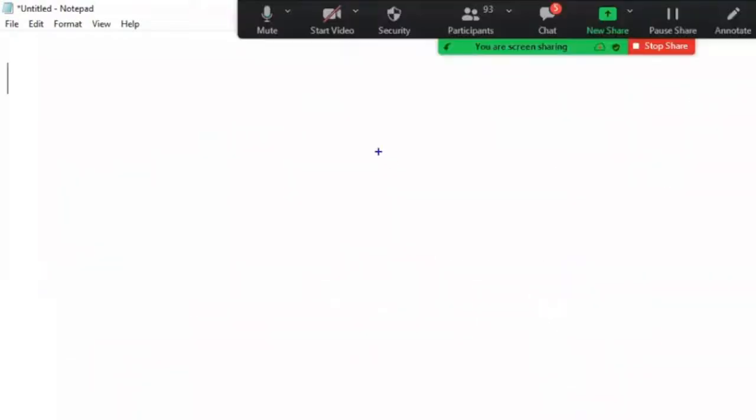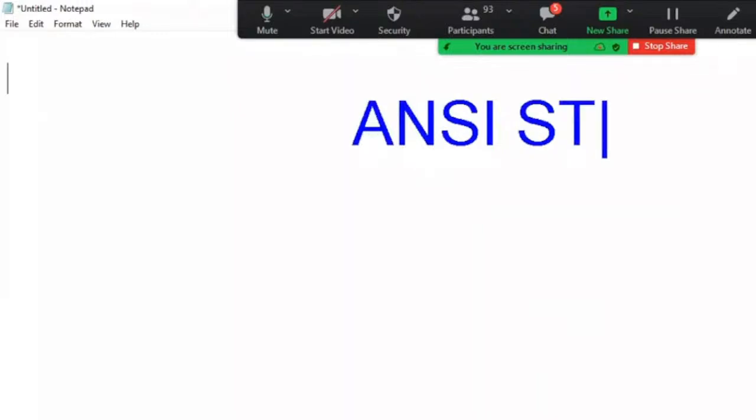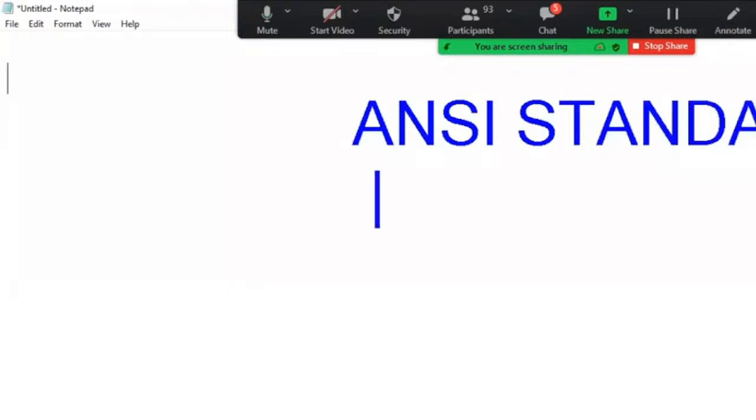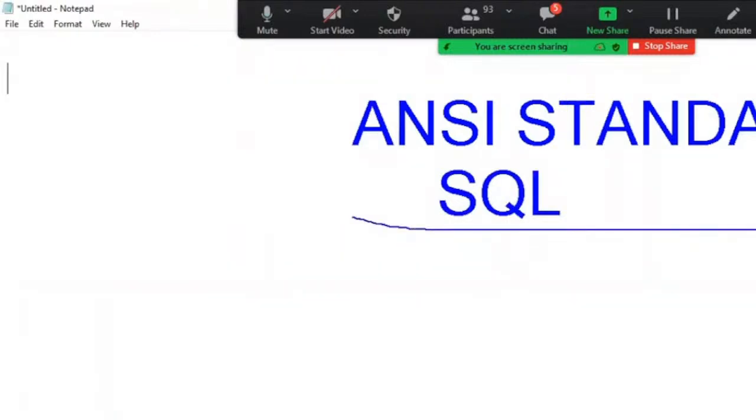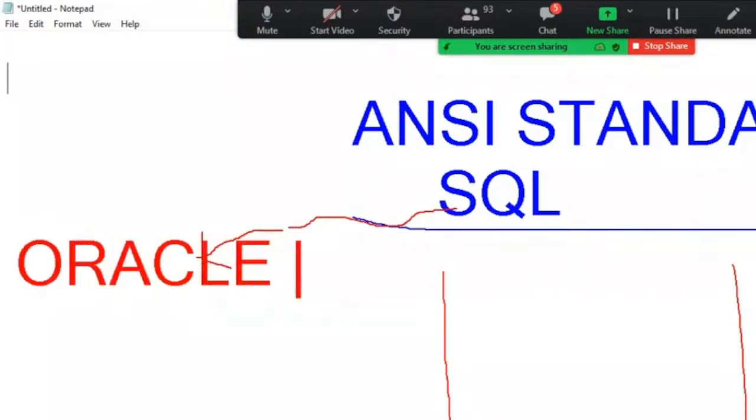Same like here also. SQL is an ANSI standard language. ANSI is the American National Standards Institute, defining some standards for the SQL language. This ANSI standard language is used to operate all the relational databases. I agree, but unfortunately, from this ANSI standard SQL, Oracle Corporation created their own SQL that is called Oracle SQL.